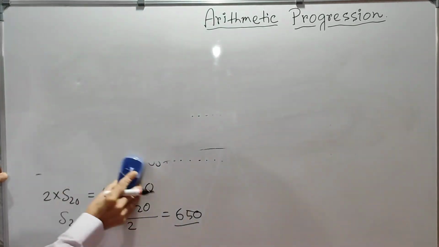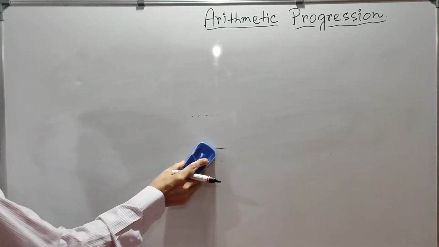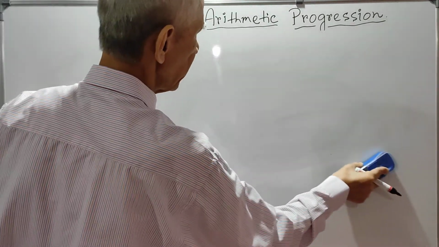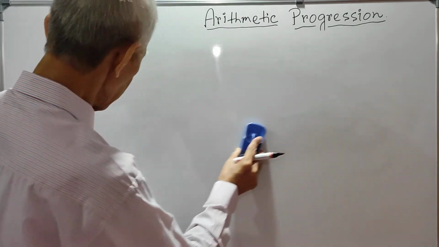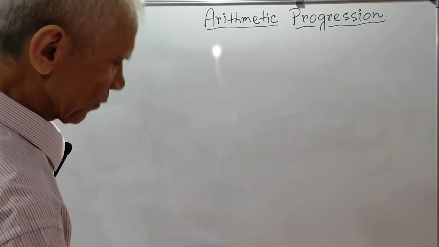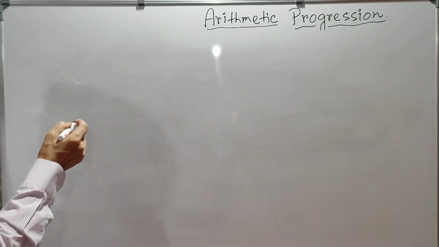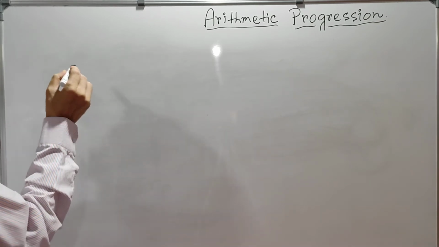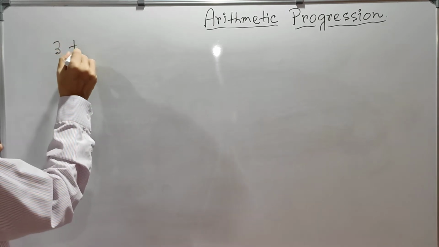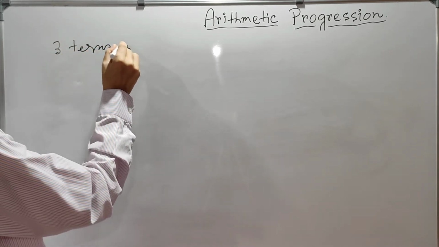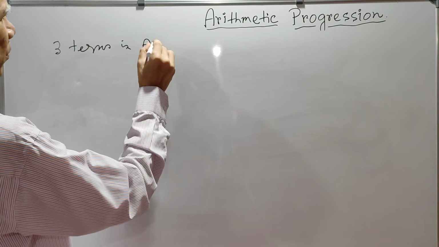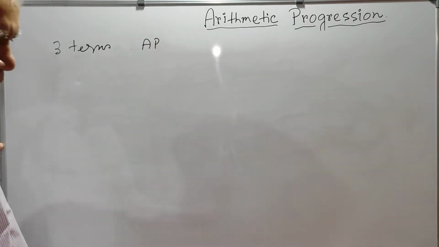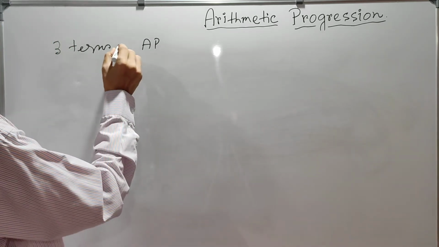So, the second question is, you have to find out three terms in AP. Find three terms in AP whose sum is given and another condition is given. All right. So find three terms in AP whose sum is 21.